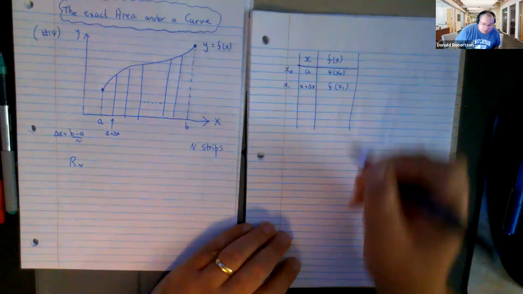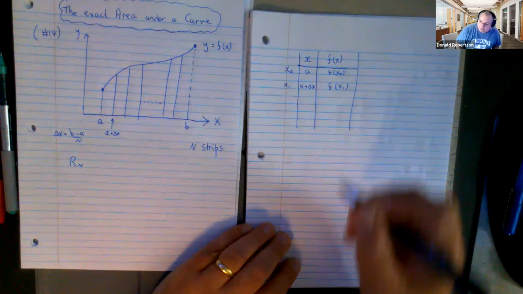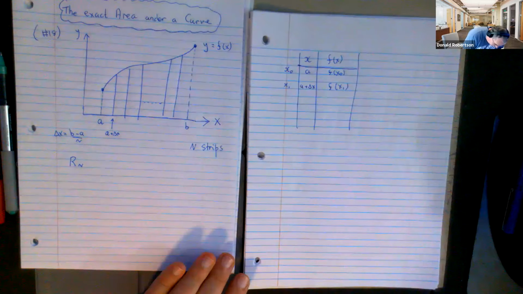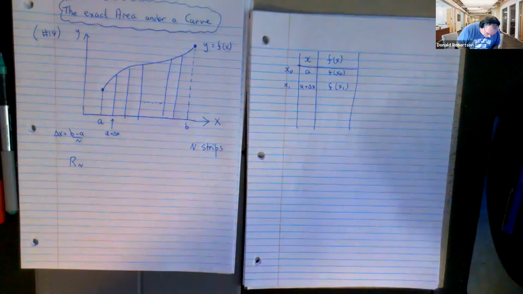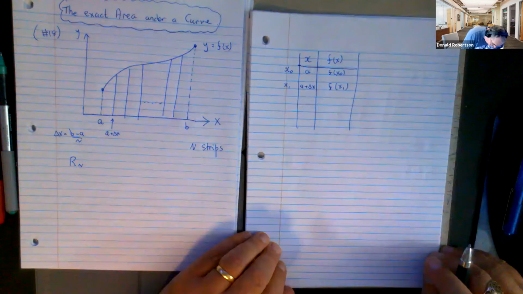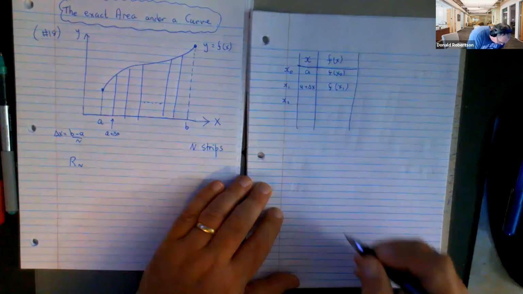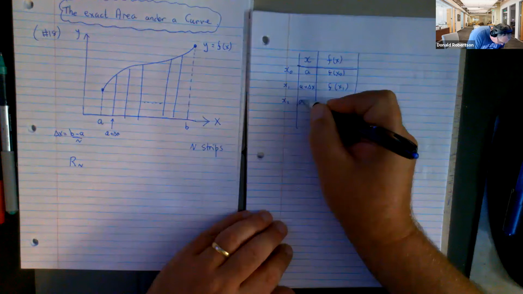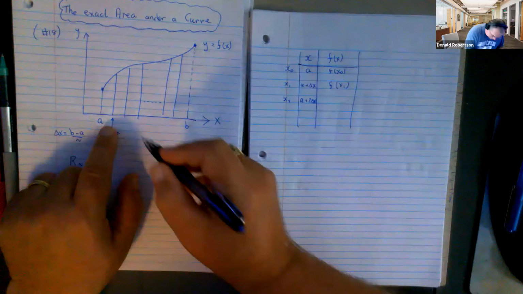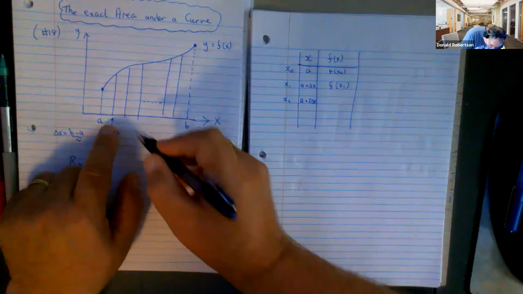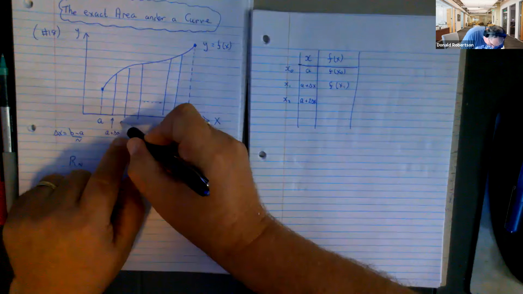Are we good? Right, if I do the next one, because I'm trying to build a pattern here, would you agree that this would be A plus 2 delta x's? Because basically you take this number and add another delta x. So this fella would be A plus 2 delta x's. And I'm going to call this guy f of x2.